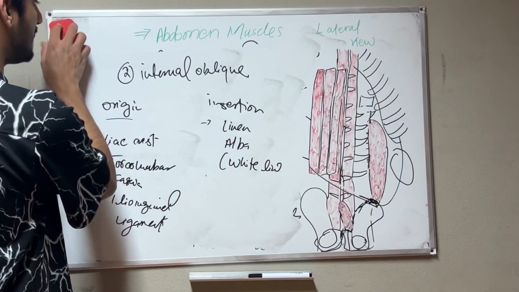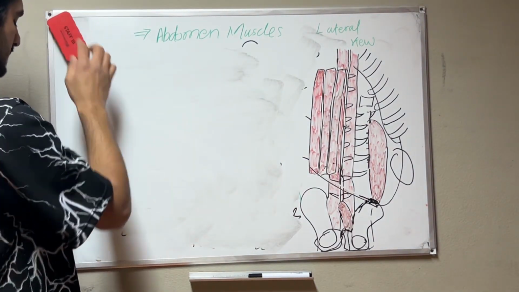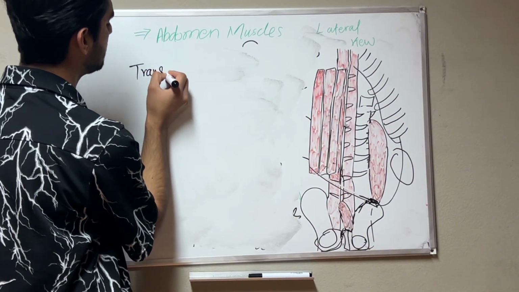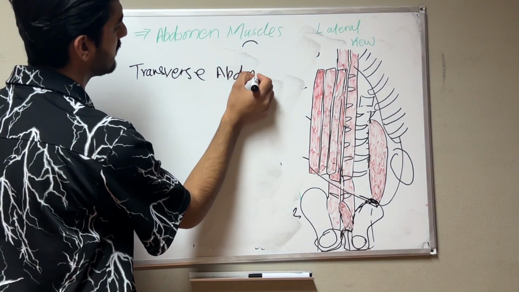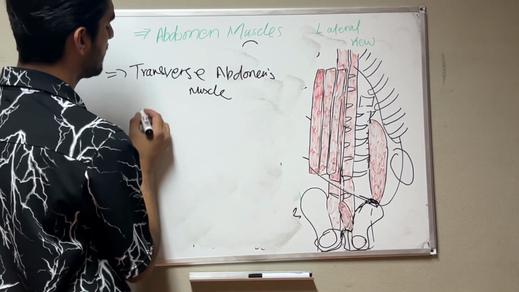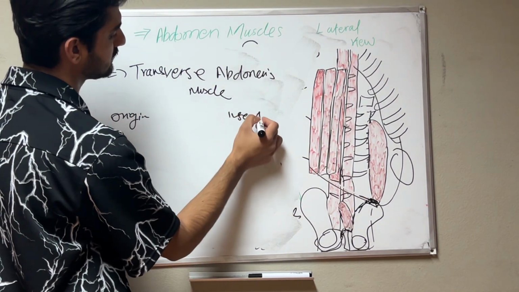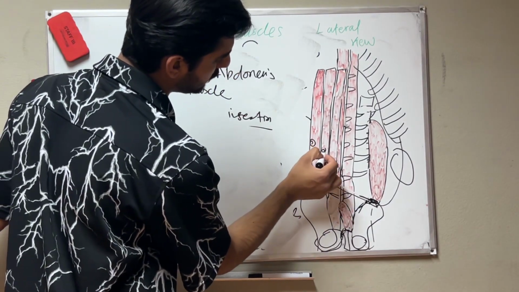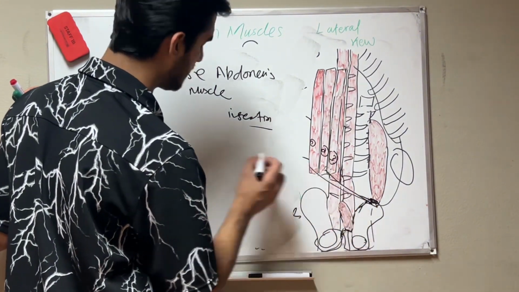Then the third muscle of the lateral group is the transverse abdominal muscle, which is the innermost muscle of the lateral group. Transverse abdominis muscle. Now its origin and insertion. It is also originated from the iliac crest.